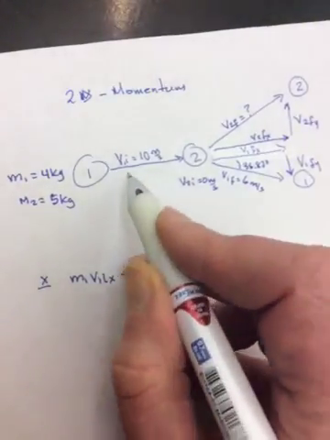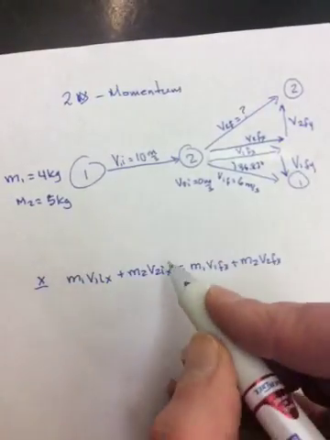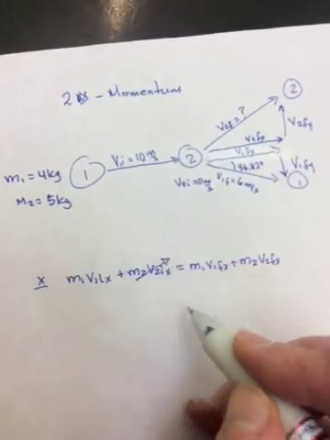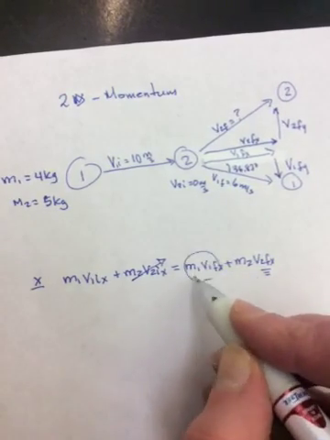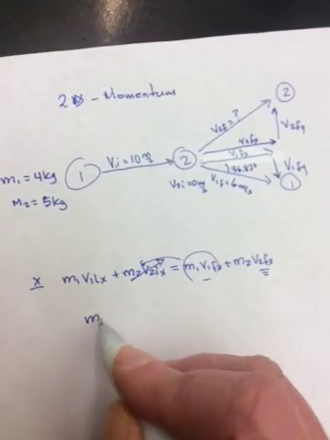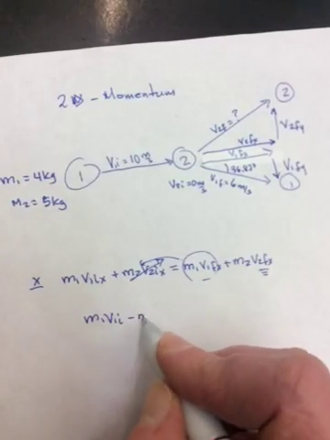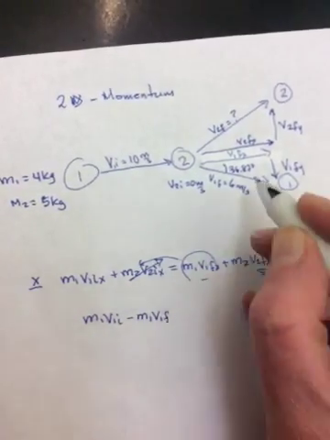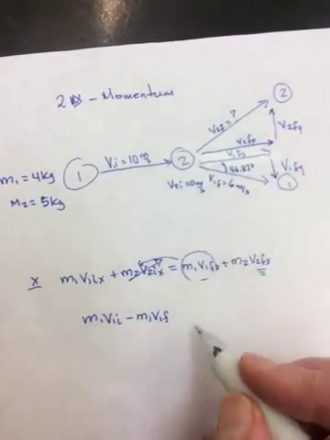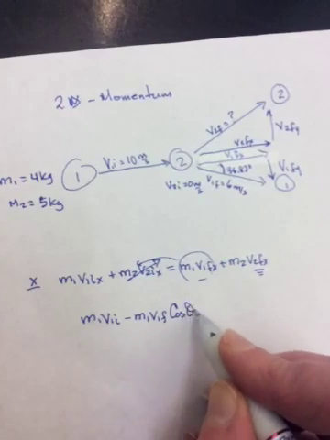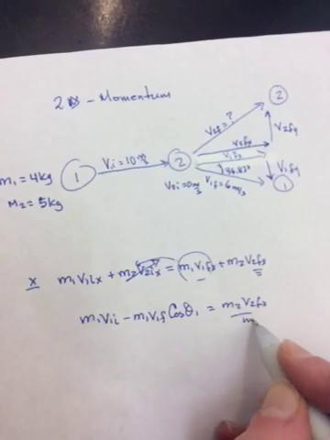So in the x direction, this guy's only moving in the x direction. So the v1 initial x is really just 10 meters per second. M2 is not moving at all initially. And we're trying to find V2Fx. So take this term to the other side. So it'll be M1 V1 initial, I can drop the x because it's only in the x, minus M1 V1 final, and the x component of V1 final is cosine theta 1, will equal M2 V2Fx divided by M2.